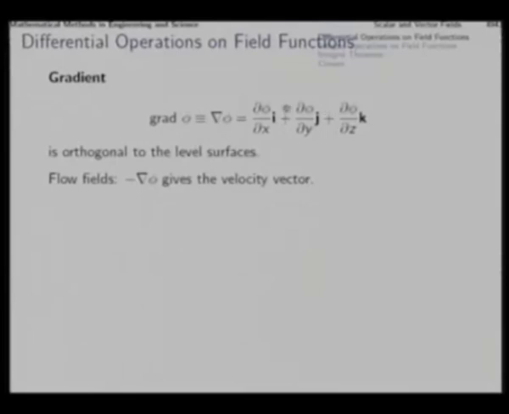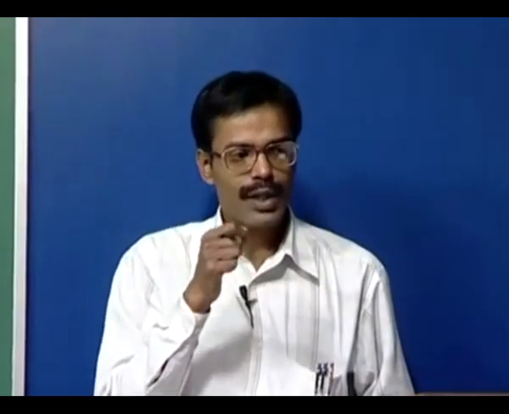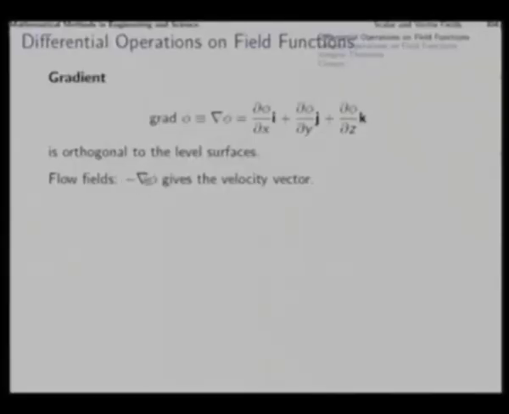That is the gradient. Now, in scientific problems, in engineering problems, this is very important, because if in a potential flow you have the potential described by a function phi, then the negative of the gradient of phi gives you the velocity vector.